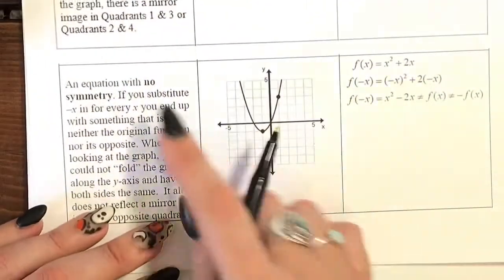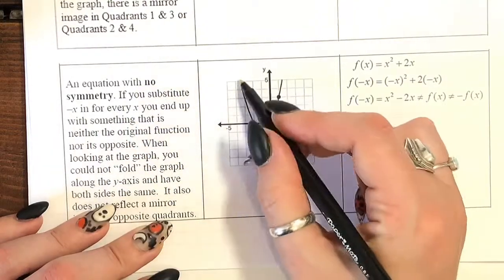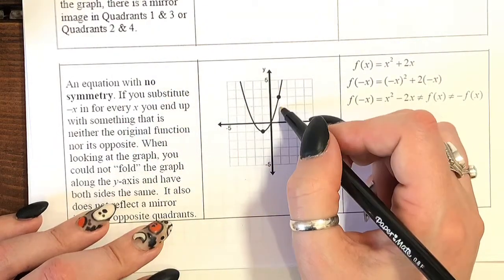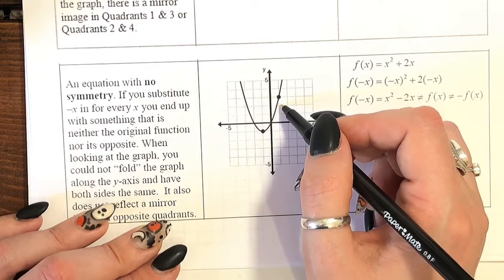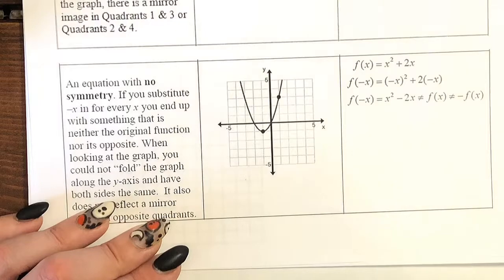And then you will run into ones that have no symmetry. Notice that this is a parabola. Usually a parabola, we would say, is a symmetrical shape, but it's a very specific type of definition.